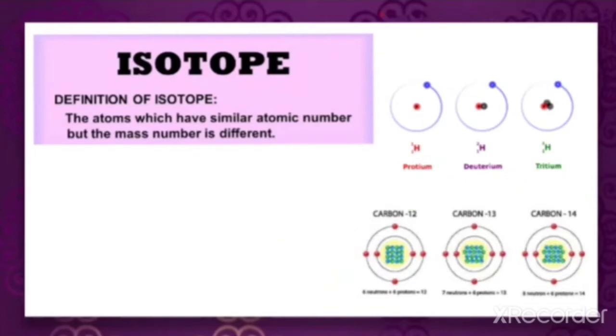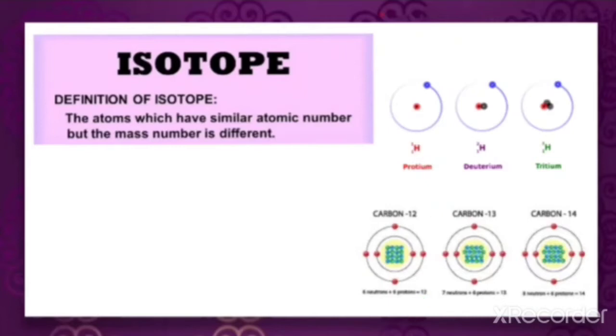So why is there a difference in their mass numbers? That is because there is a difference in the number of neutrons. The mass number is actually the sum of protons and neutrons present in the nucleus. In carbon 12, there are 6 neutrons and 6 protons, which makes 12. So 12 is the mass number.